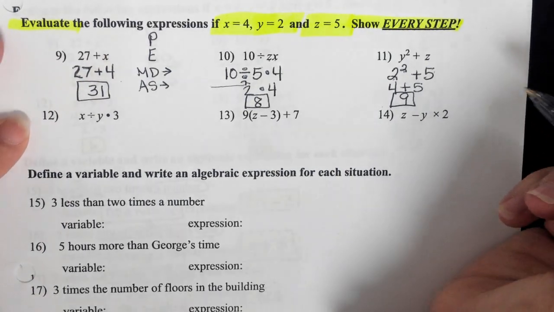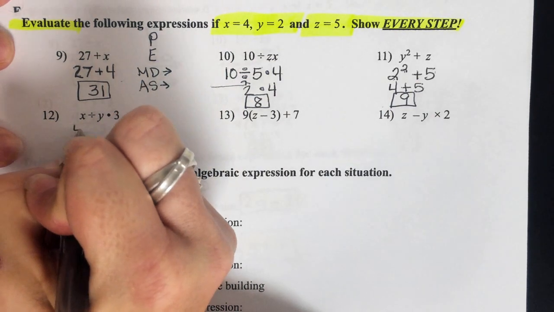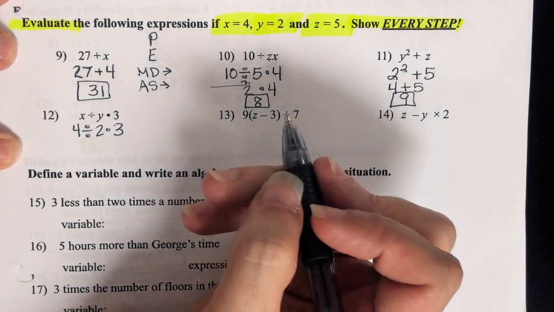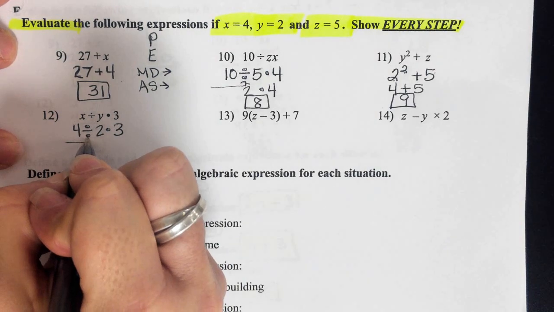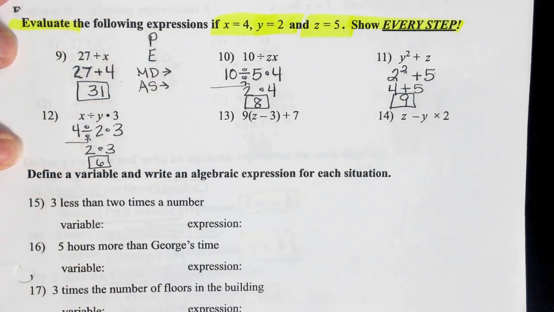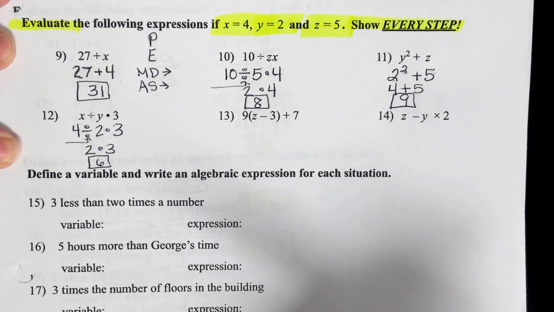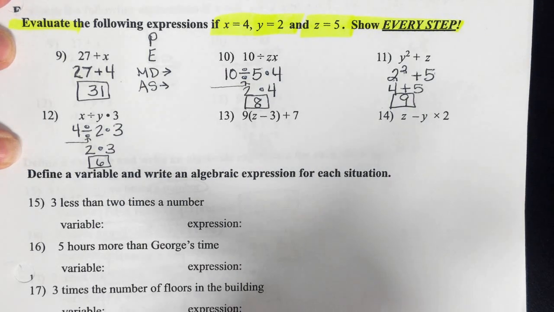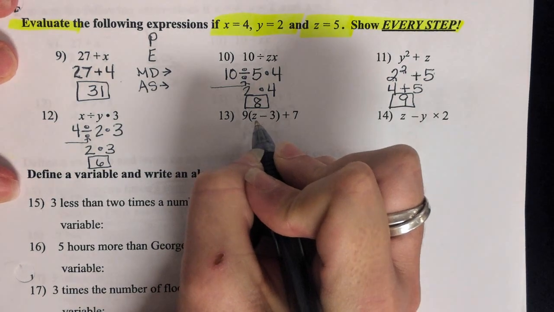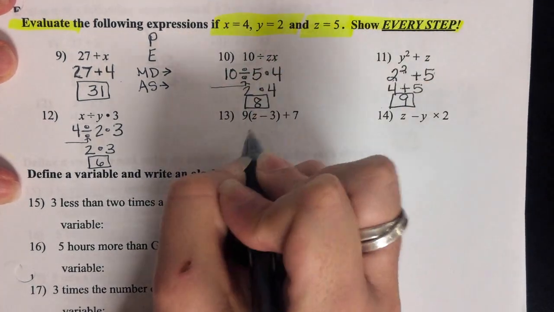Okay, go into number 12. It is 4 divided by 2 times 3. So from left to right, I have to do this division first. Giving me a 2 times the 3 is 6. On the next one, this is one that you kind of got to be careful of. You've got 2 different ways you can do it. What we can do is go ahead and first fill in the z for the variable, because the z is 5. So I'm going to rewrite it.